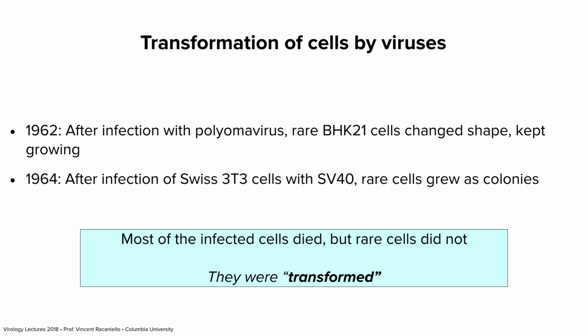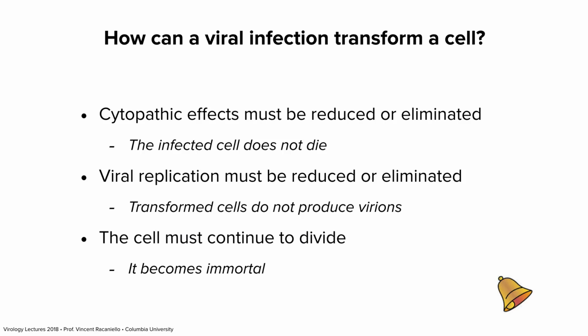So we have, early in the 20th century, RNA tumor viruses, and then much later, DNA tumor viruses discovered. And the question we're going to address today is, how can a viral infection transform a cell? And there's three main requirements, which are shown here. First, we have to reduce or get rid of entirely cytopathic effects. The virus can't kill the cell, obviously. How could it be immortal if the virus killed it?